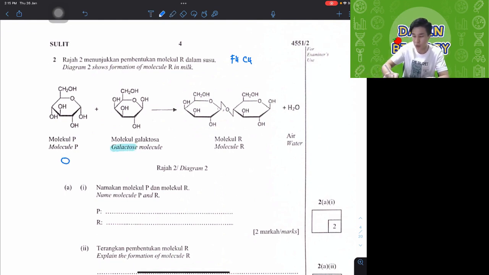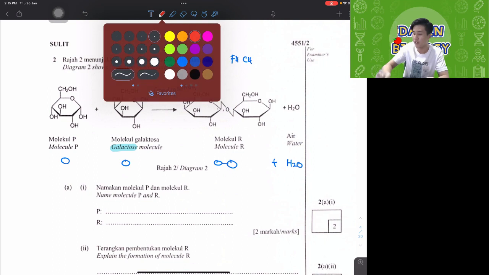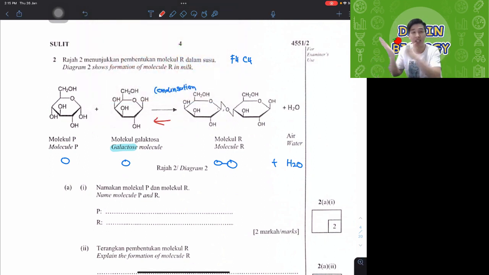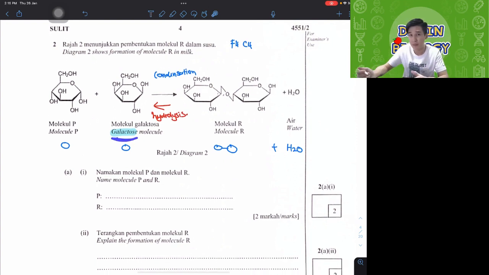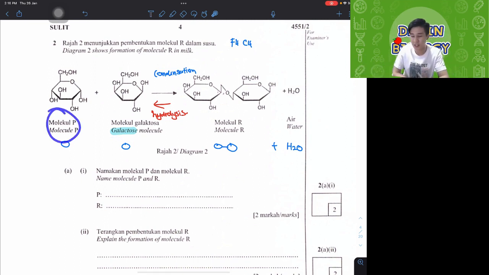So what they're showing here is mono plus mono equals a disaccharide plus water. By now you should know this process is called condensation. If I break the di down into monosaccharides, that will be hydrolysis. So when I see this galactose, I already know this is glucose and this is definitely lactose.